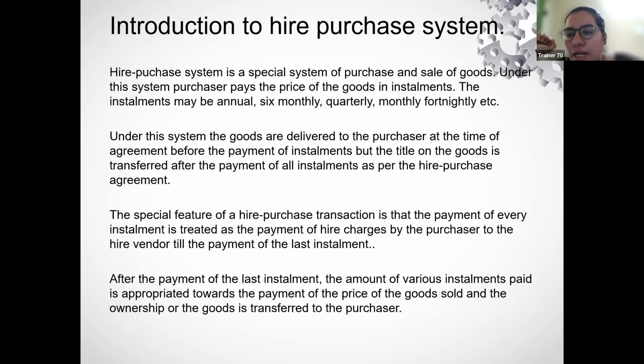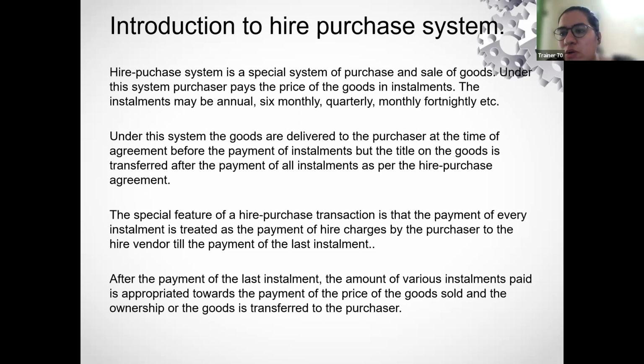One similar kind of system is known as the hire purchase system. The difference you will find between the two is this. For example, I visited a store and bought a new phone for myself under installment. It was, say, 50,000. I have paid 20,000. The remaining I'll pay in installments. Every month I pay some amount. So that is installment.